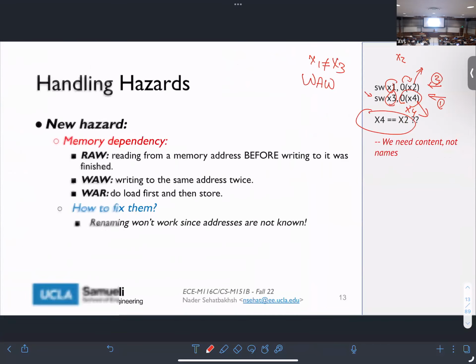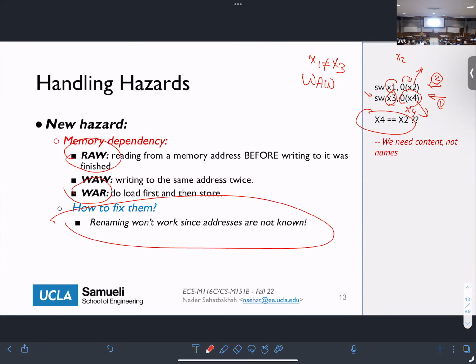And you can have this same issue with RAW data hazards, and you can have it for write after read data hazards. All of them are essentially the same idea: you're using a register to address the memory, but those addresses end up being the same for both cases. Okay, is that clear why we have a hazard here? Okay. And the problem is that renaming won't fix it because we don't know the addresses, and changing the register doesn't help here.